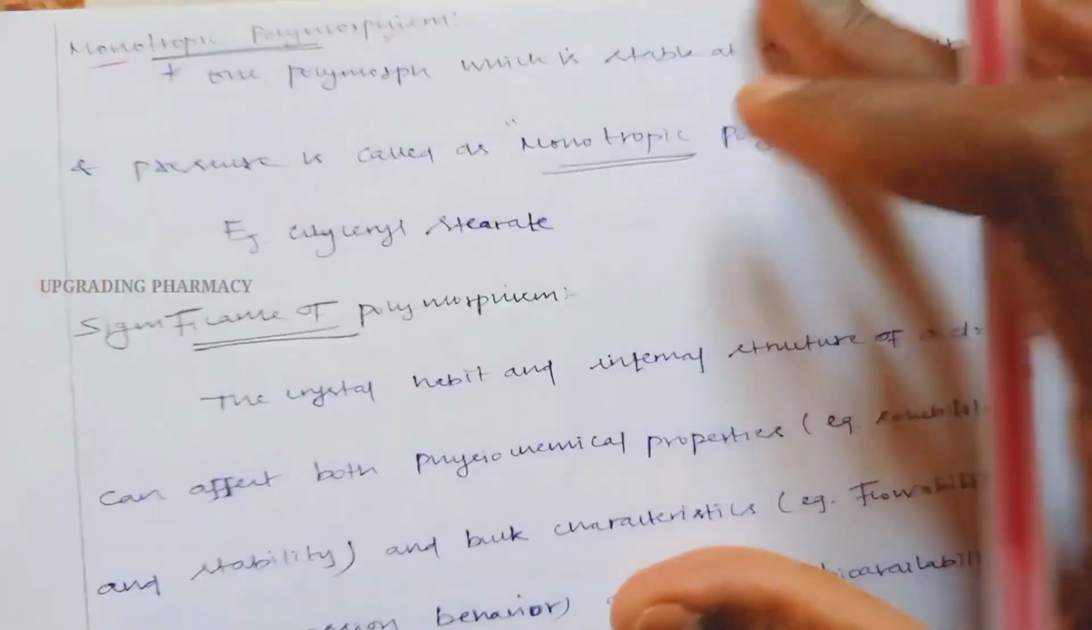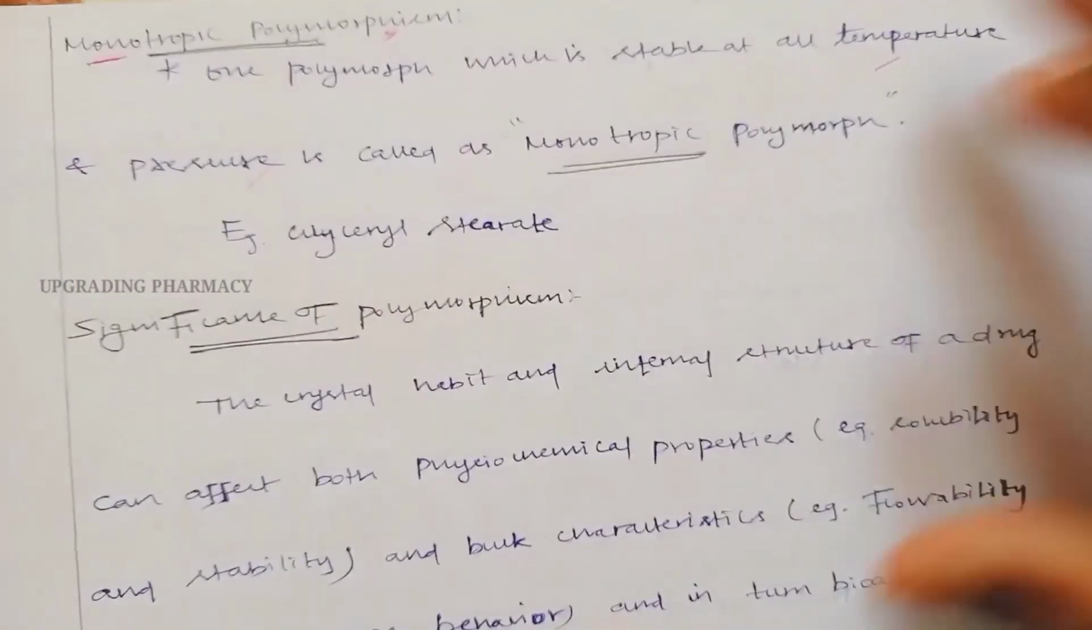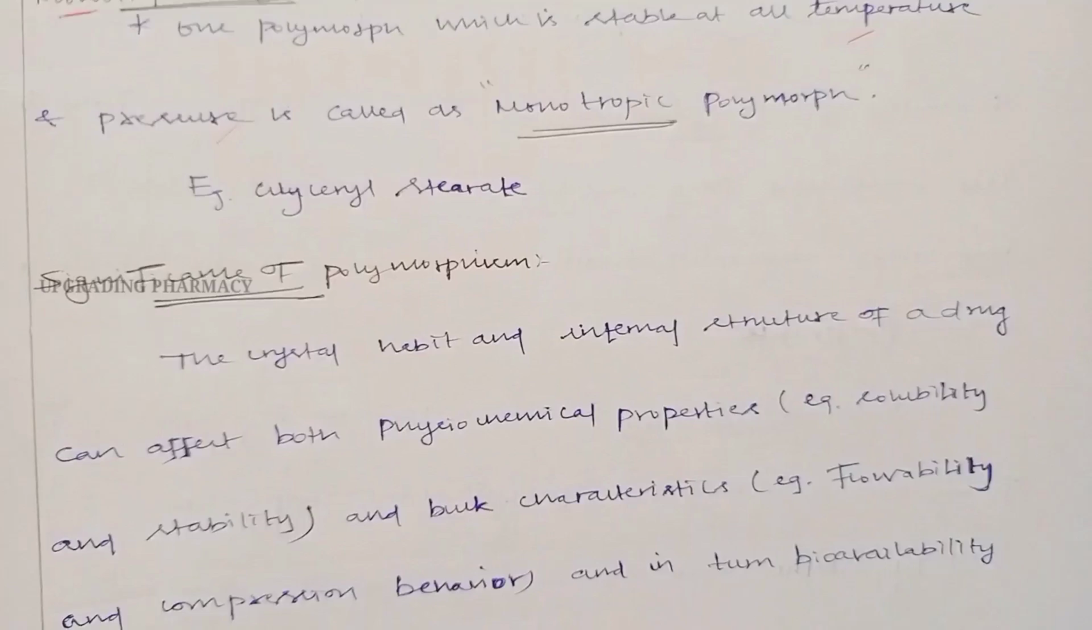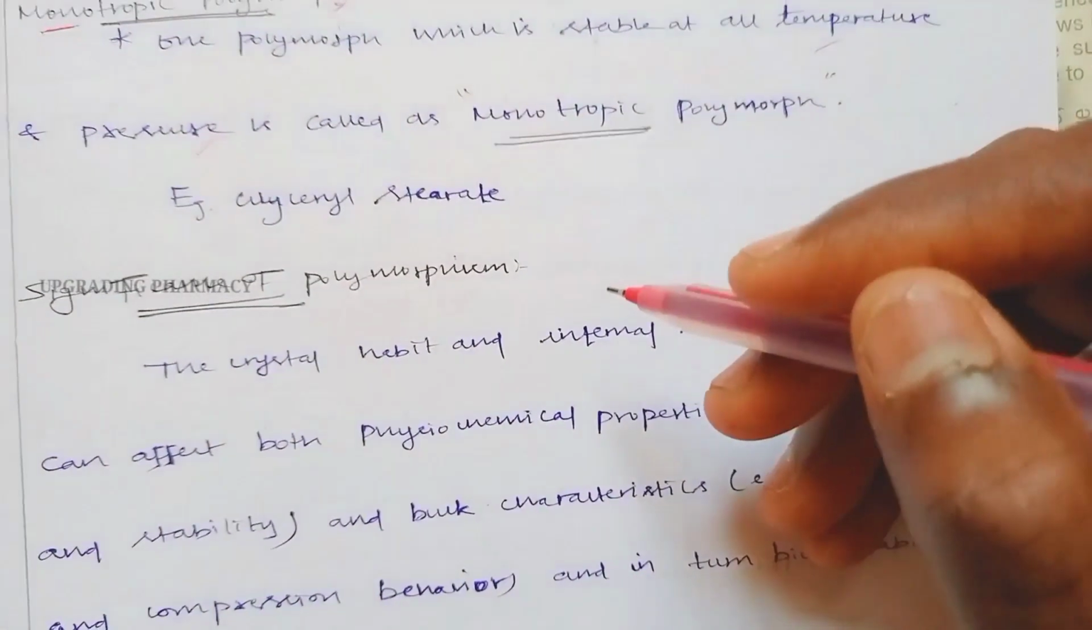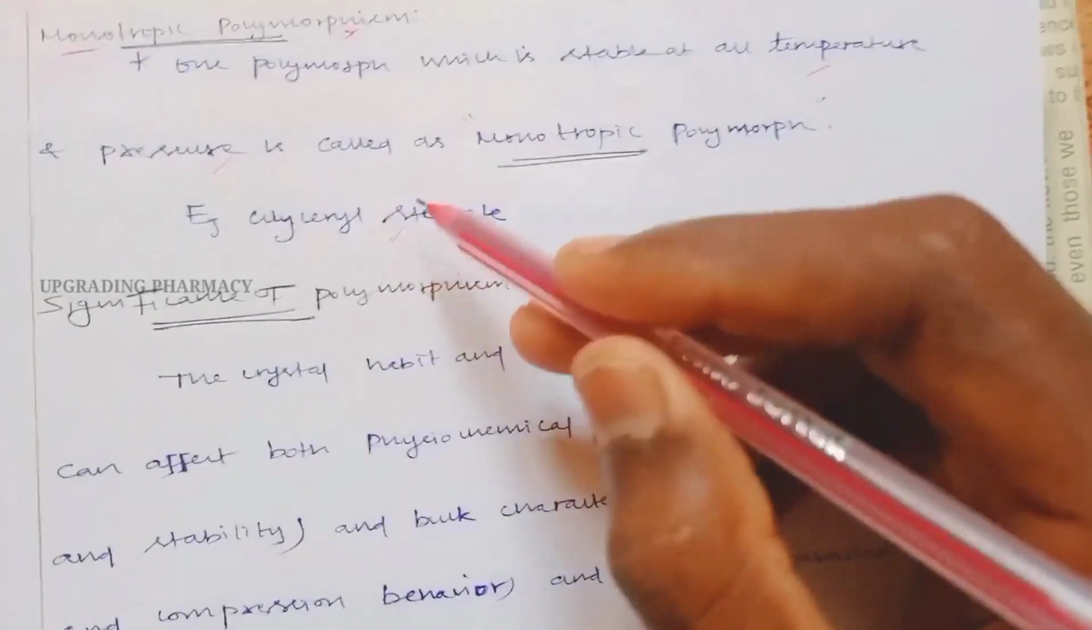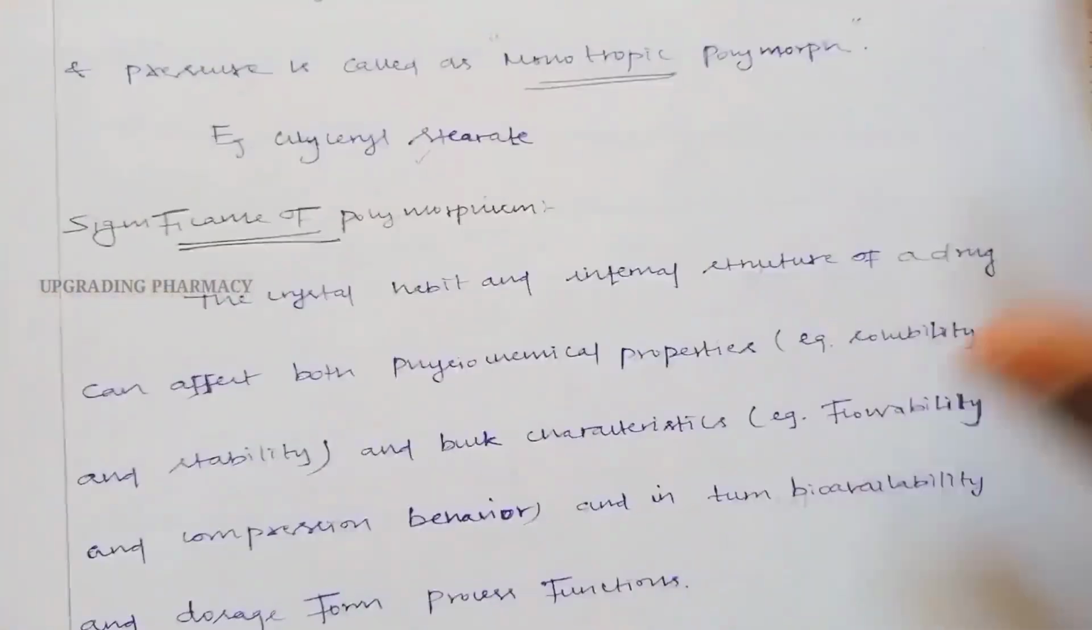It will exist in only one form. It does not respond to the temperature and the pressure existing on that particular crystal structure. An example is glyceryl stearate. So it is one of the examples for monotropic polymorphism.